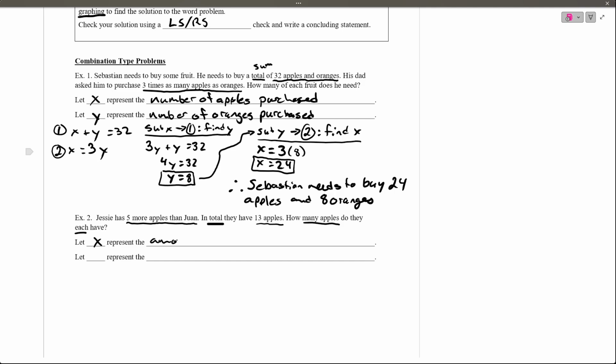Amount of Jesse's apples. And that means that y is going to be the amount of Juan's apples.